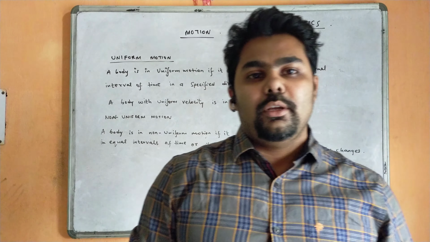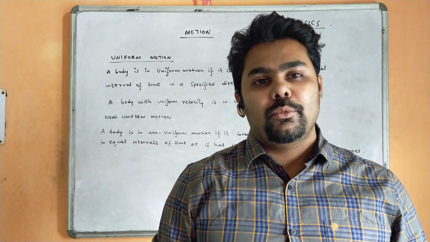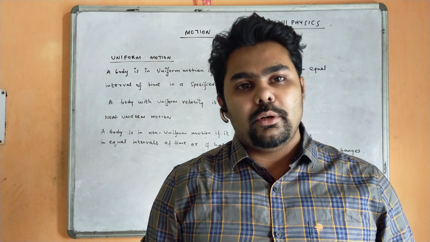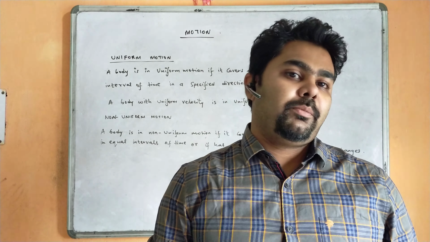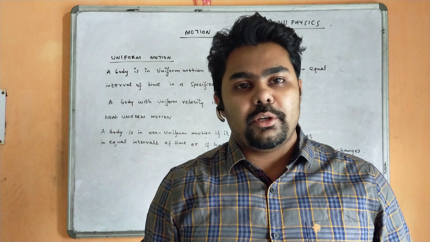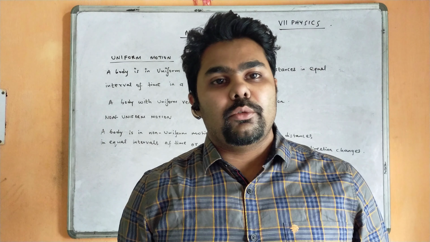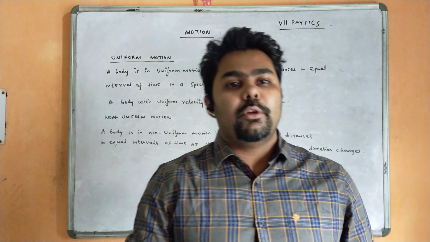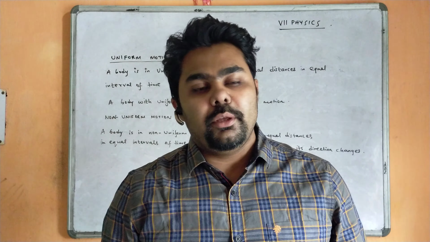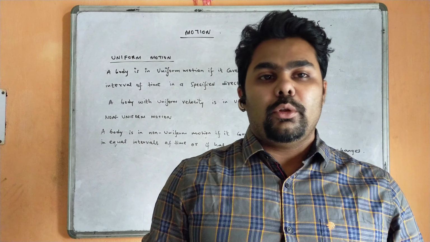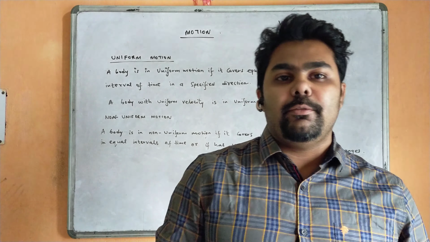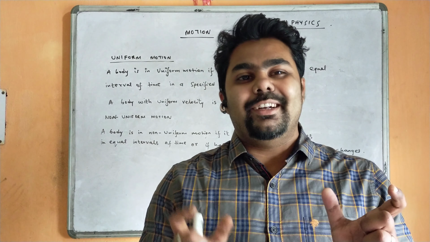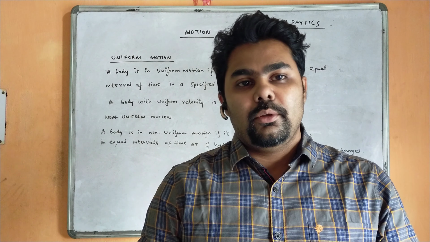So this is a continuation video. In the previous video we have learned what is speed and velocity. The distance covered by an object per unit time is called speed, and the displacement of an object per unit time is considered to be velocity. So the main difference between speed and velocity is distance and displacement, these words.